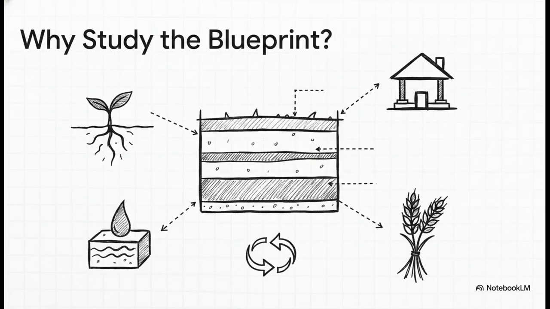And you might be asking, why bother reading this biography? Well, because this blueprint tells us some incredibly practical stuff. It reveals a soil's fertility for growing food. It tells us how well it holds water, and even if it's stable enough to build a house on. It's the essential first step for pretty much everything from farming to construction.